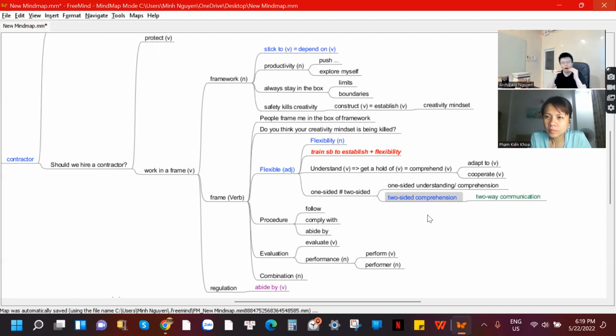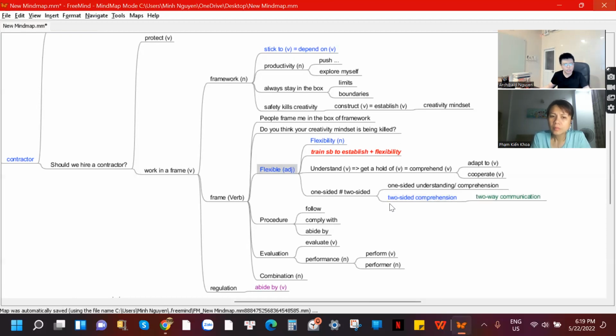The difference between comprehension and communication is like this. If you use the phrase two-sided comprehension, it means people know that you understand, and you are going to get other people to test whether they understand you or whether you understand them in the right way or not. But if you use the word communication, people will understand that they are in a conversation. One asks and one answers, and the other way around. So that is the difference between comprehension and communication.